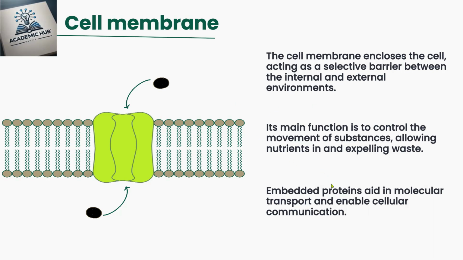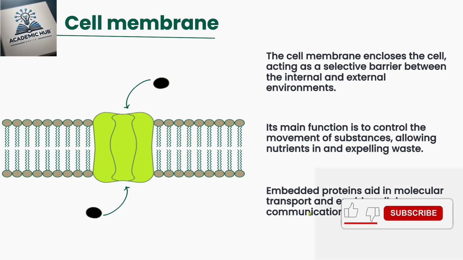These are the main functions which we will discuss elaborately. The cell membrane encloses the cell, acting as a selective barrier between the internal and external environment. Its main function is to control the movement of substances, allowing nutrients in and expelling waste. Embedded proteins aid in molecular transport and enable cellular communication. Now first of all, cell membrane.